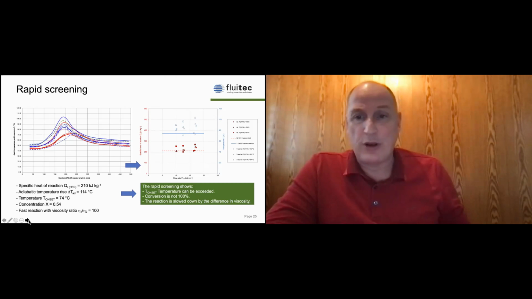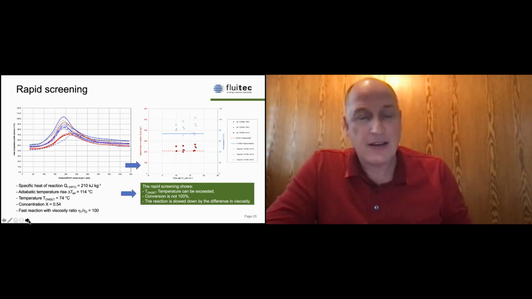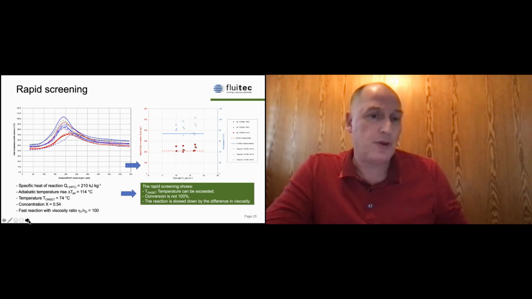Okay, let's have a look at what such a reactor is able to do. Here you see the rapid screening. We have a reaction with a specific heat of 210 kJ per kilogram. That means an adiabatic temperature rise of about 114 degrees. The T onset is 74 degrees C.